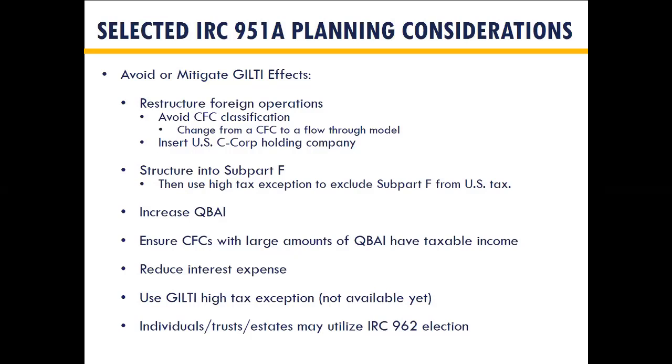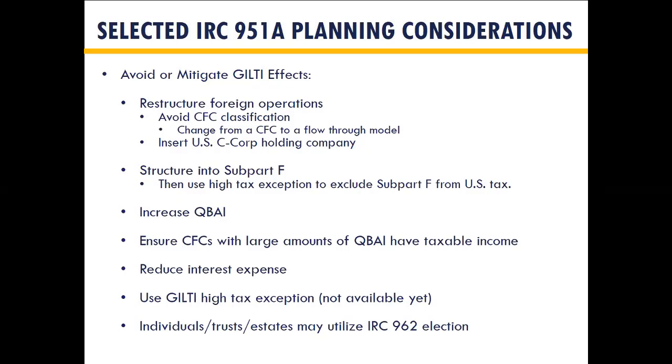Or if we had a foreign entity that was eligible for something called the check the box election, we could make that election and treat it as a partnership or a disregarded entity. And in that case, we would not have a CFC, but we would have a flow-through entity and GILTI would not apply. We could also insert a US C Corp holding company, and those are just a few of the ideas. And I'm going to walk through some numerical examples here over the next 15 minutes to illustrate some of those points.